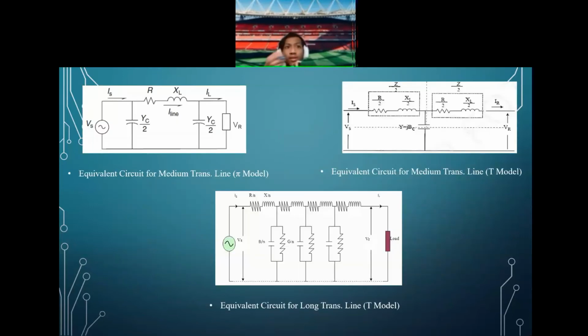Okay, this is our circuit for the T model, the pi model, and the T model for the long transmission line. Okay, next.